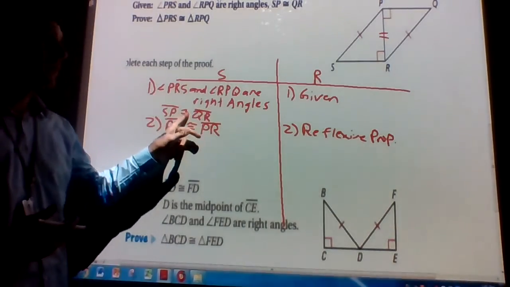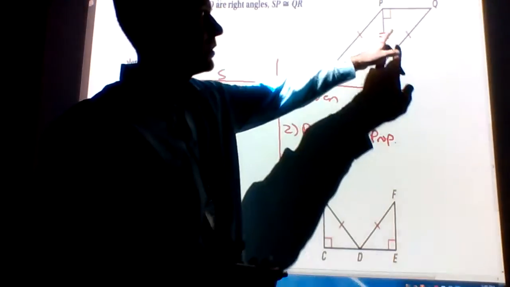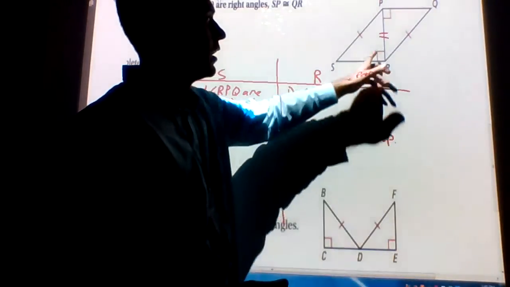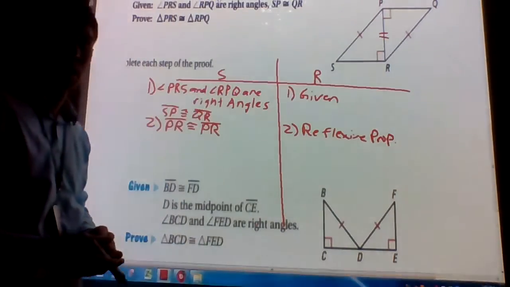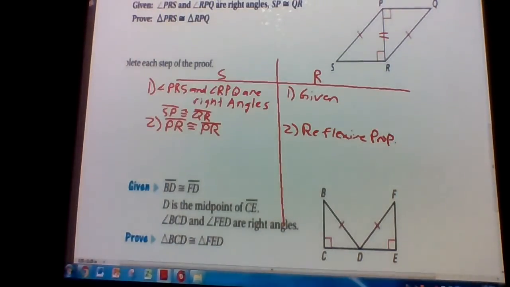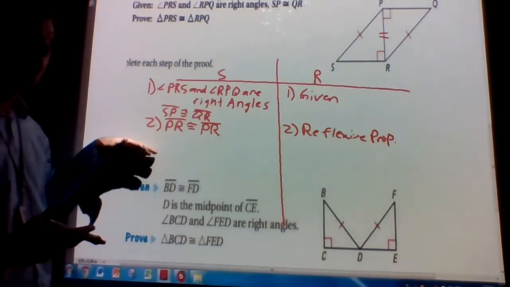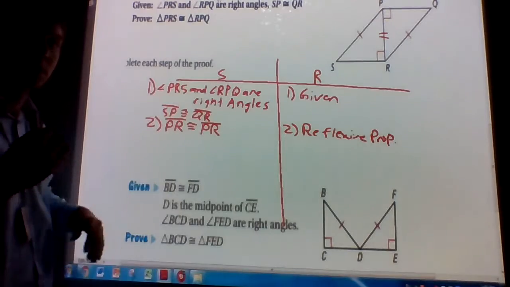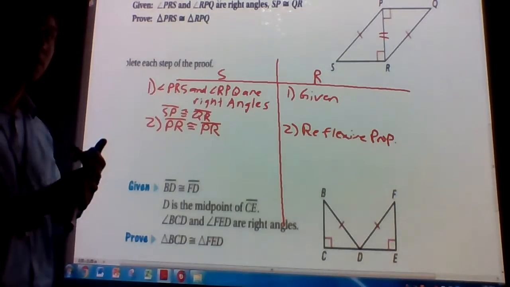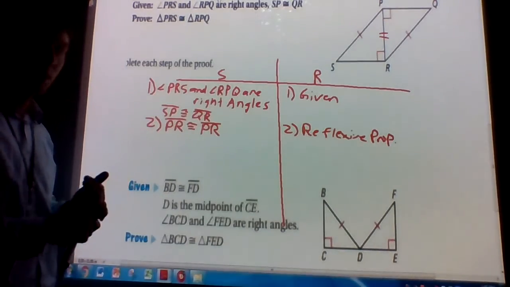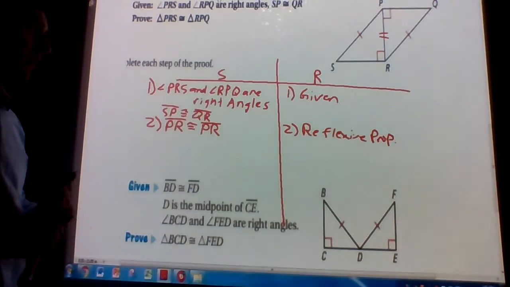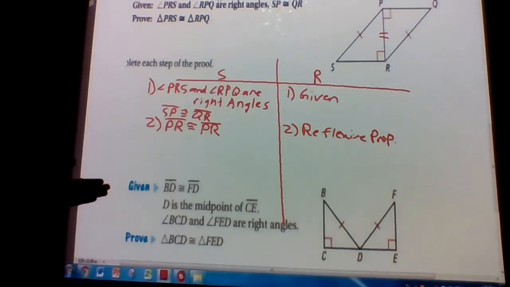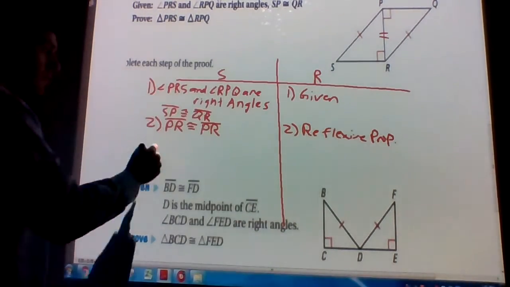Okay, SP and QR would be our hypotenuses. They're congruent. PR and PR would be our legs, one pair of the congruent legs. So we can use HL. But first we need to say that they're right triangles and then use HL. Because the three conditions for a hypotenuse leg are congruent hypotenuses, one pair of congruent legs, and they're right triangles. So we need them to be right triangles. Because they're right angles, they're right triangles.